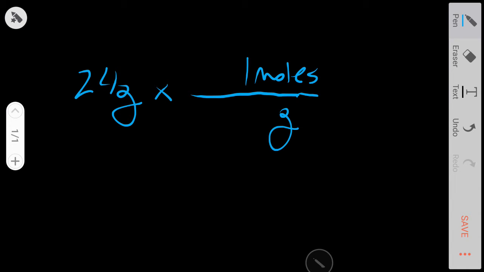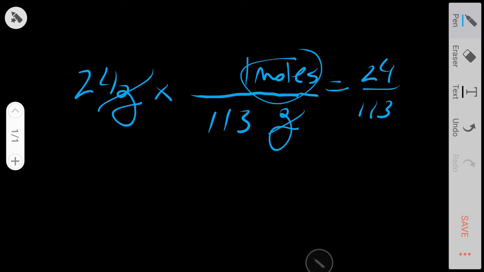Now you need to calculate how many grams there are in FeF3. By doing that, you'll get Fe is 56 plus F3, which is 19 times 3. That'll be a total of 57. 56 plus 57 is 113. So we have 113 grams there. That will equal 24 divided by 113. Grams cancel. We're left with moles. Your answer will be 0.212. And that's moles.